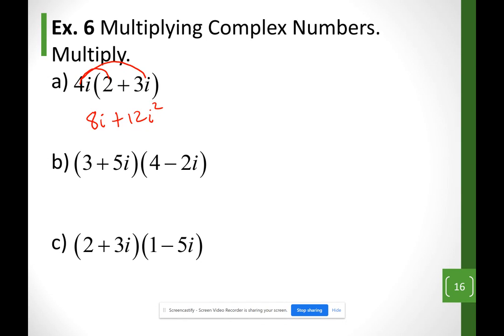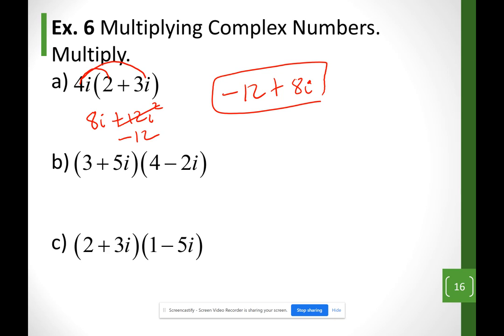Now, we talked a few slides ago that i to the second was negative 1. So 12i squared basically is negative 12. Right? i to the second power is negative 1. That's why I call this negative 12. Now, when we write this, I'm going to write this as negative 12 plus 8i, the real part first.